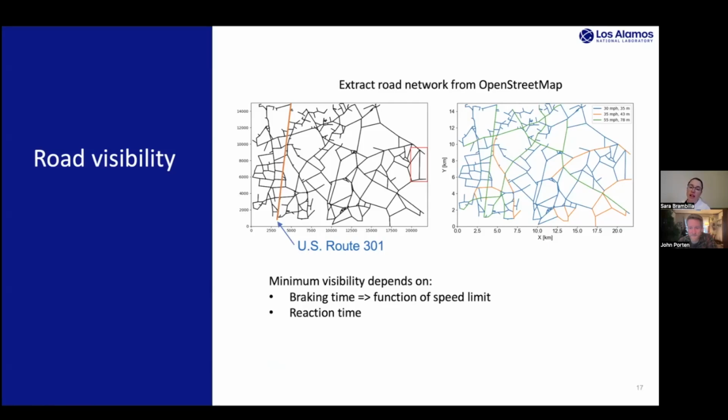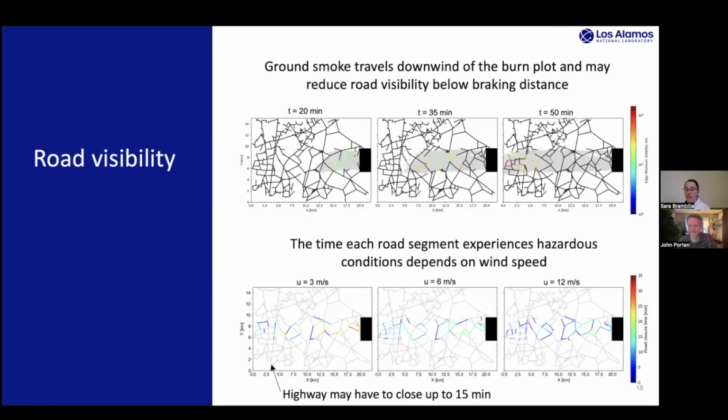And based on that, we can say what's the minimum visibility you need so that you don't end up in the trunk of the car in front of you. So these are the types of outputs we produce. The top row shows how the plume is spreading in time. Those are longer distances, so it takes some time for the plume to diffuse out of the burn plot and reach the highway. And we can see how the minimum visibility changes with time.